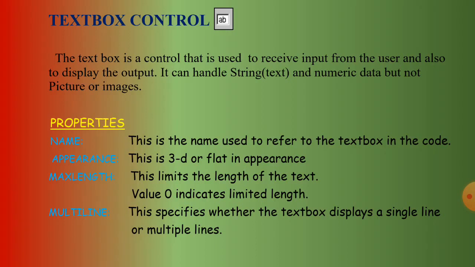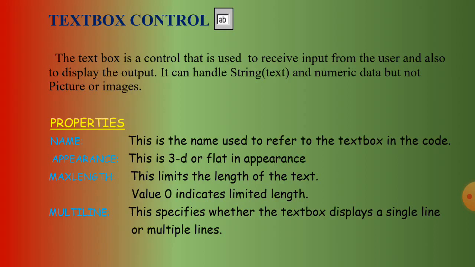One is the name, as discussed. If we want to give a name to a particular text box, we will use the property name. And appearance: we can make a text box three-dimensional or flat in appearance. Also maximum length, which limits the length of the text in the text box. A value of 0 indicates it has no limit on length; if you give 1, it is limited.